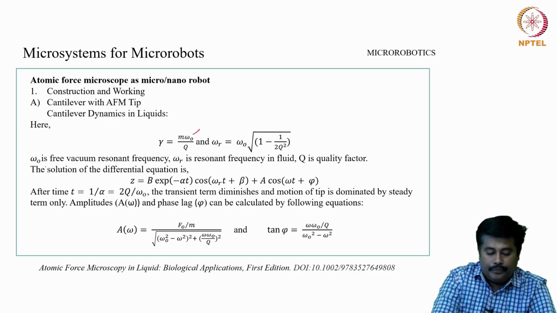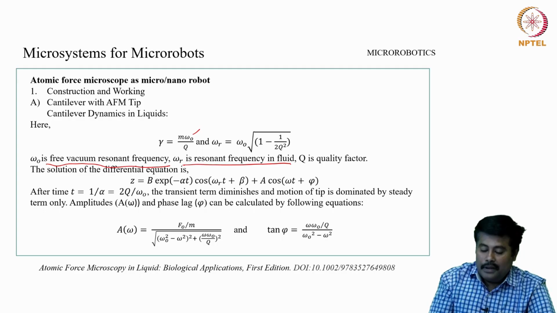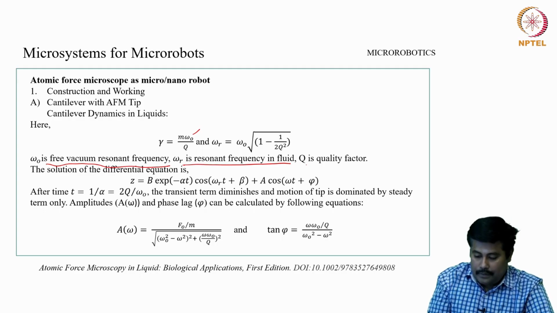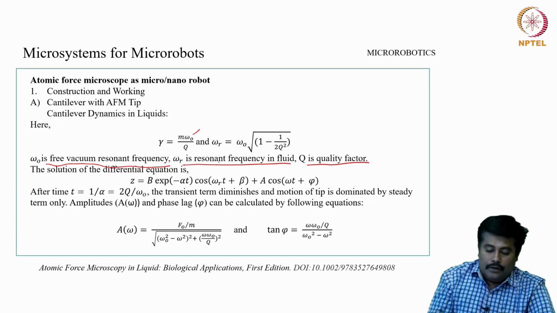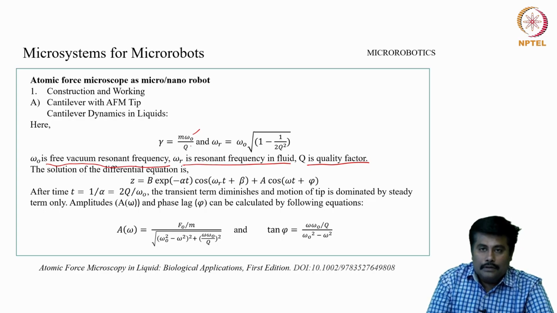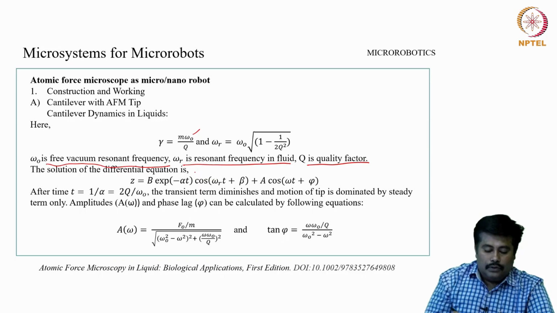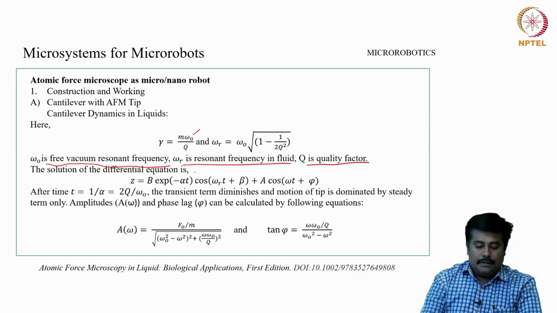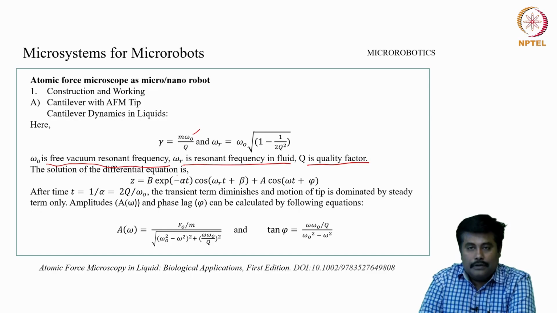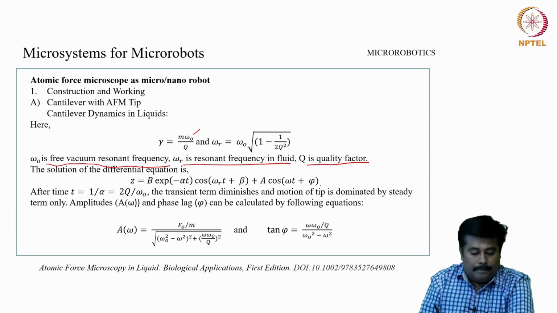So, omega naught is the free vacuum resonant frequency and omega r is the resonant frequency in fluid. Q is the quality factor. So, gamma equals m omega naught by Q and omega r equals omega naught root of 1 minus 1 by 2 Q squared. The solution of the differential equation is z equals b exponential minus alpha t cos omega r t plus beta, plus a cos omega t plus phi.